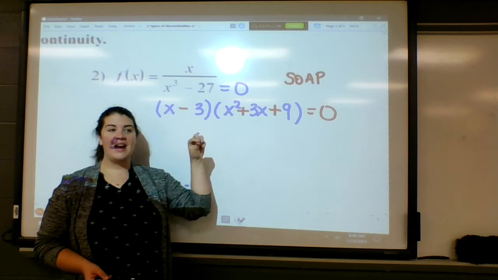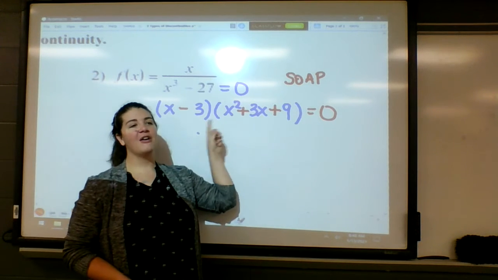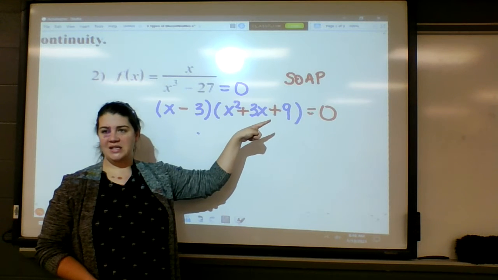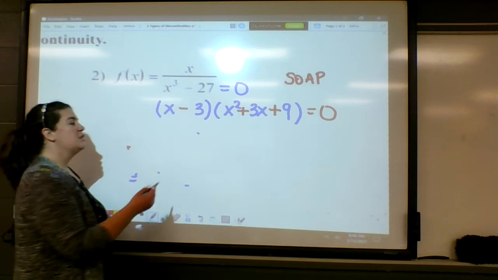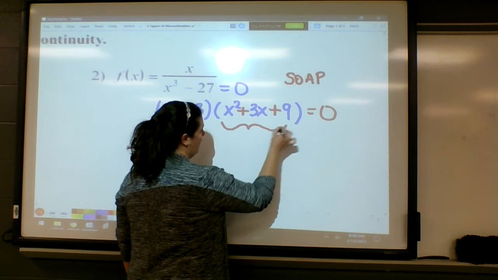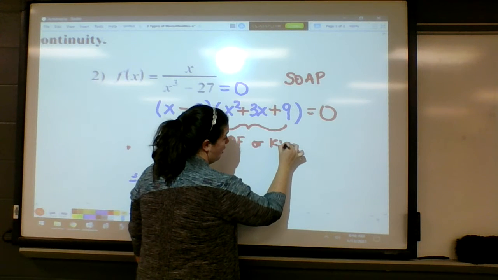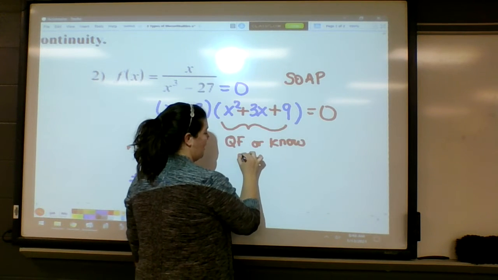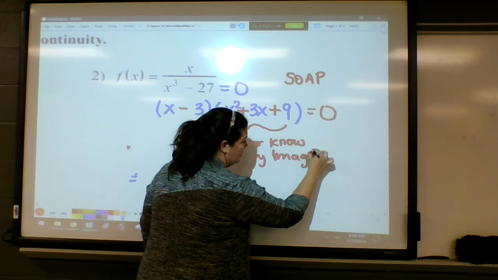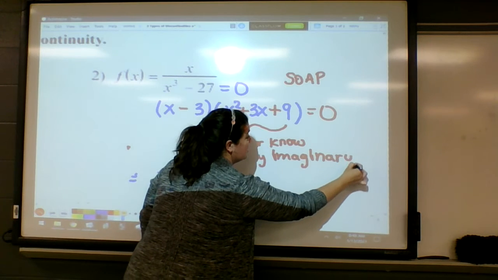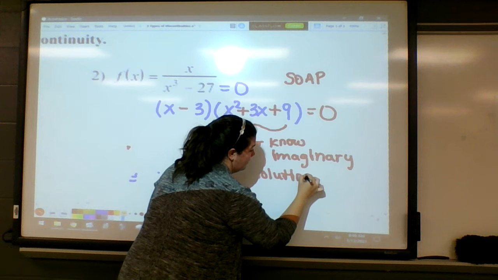And did you get irrational solutions? Yeah, and you got one with an i, right? Yeah, complex and irrational solutions. So this will never have real discontinuities, all right? That's just part of a difference of cubes or a sum of cubes. So from here, you could have used the quadratic formula, or you could know that it only gives imaginary solutions. That is just how a difference or sum of cubes works.